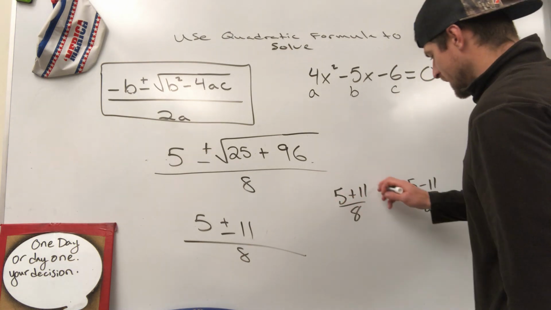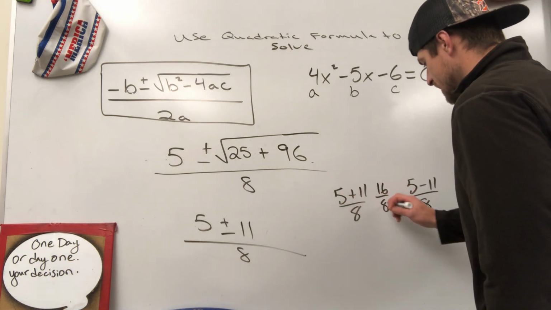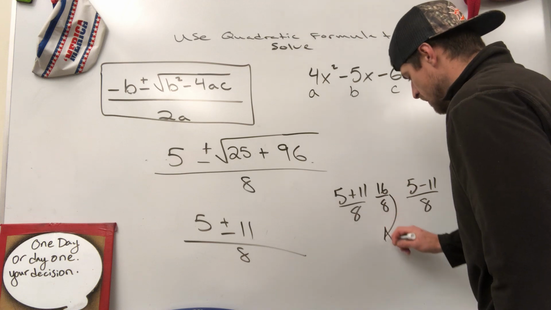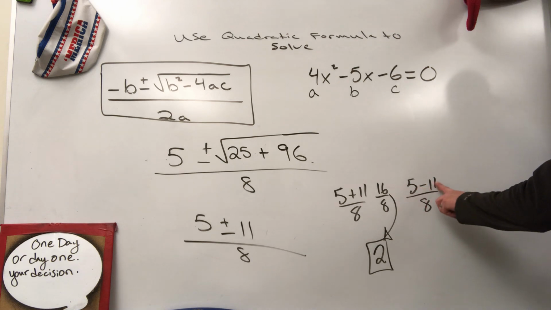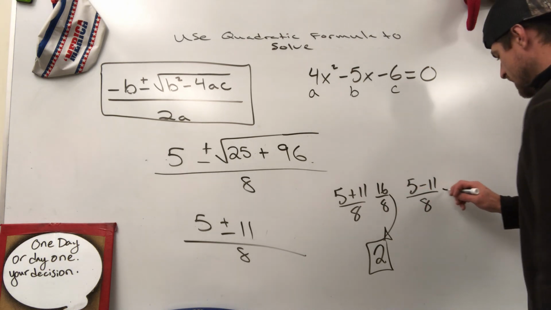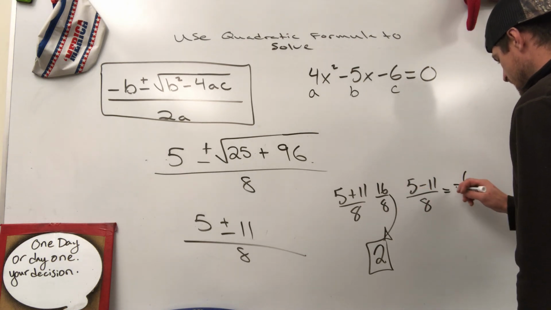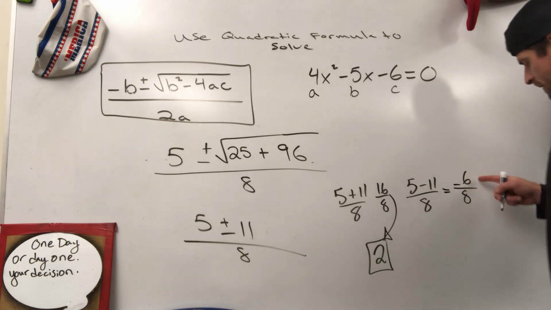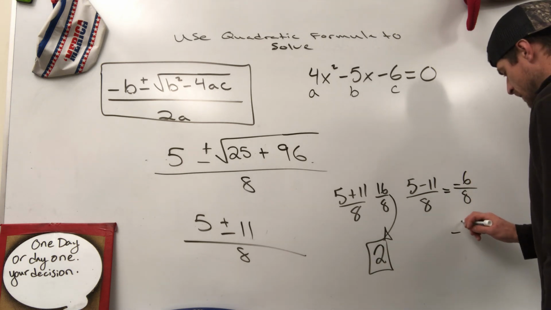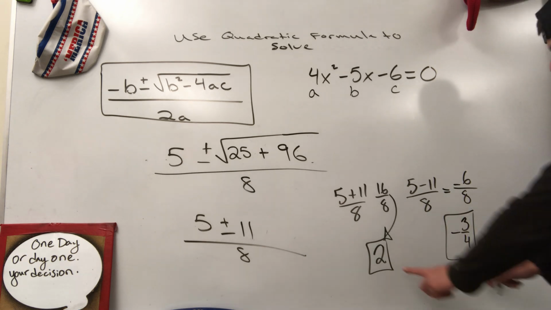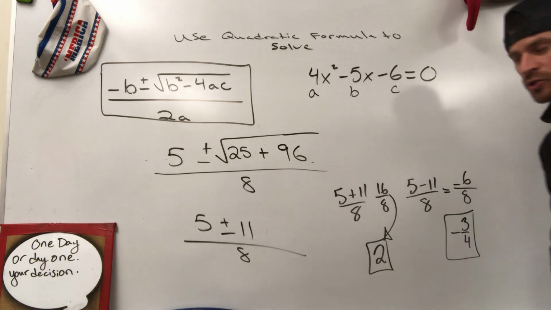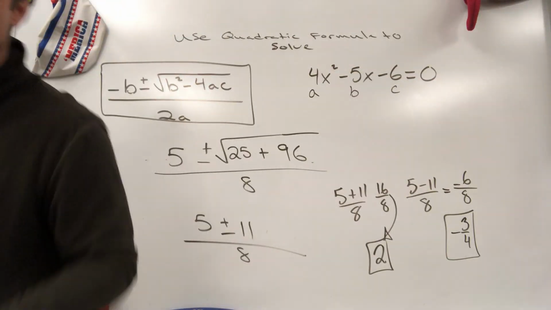5 plus 11 makes 16. Over 8 makes 2. 5 minus 11, that's going to give me negative 6 over 8, which simplifies to negative 3/4. 2 and negative 3/4 are your roots. Those are your solutions to your quadratic.